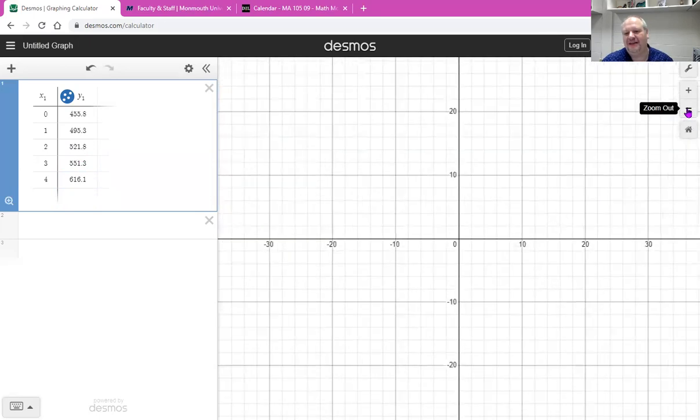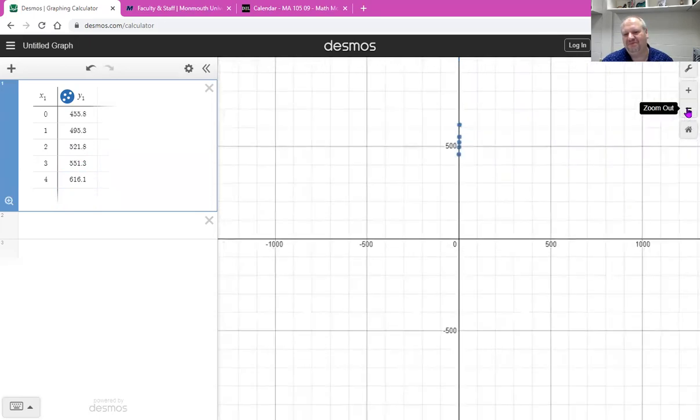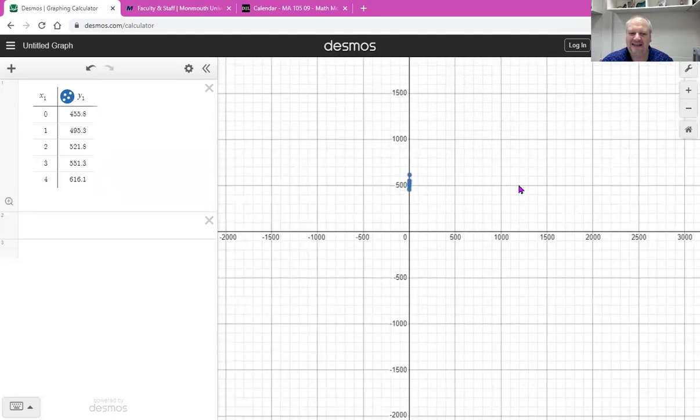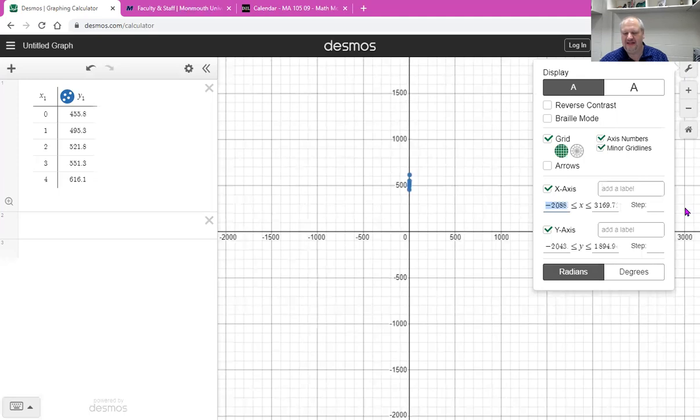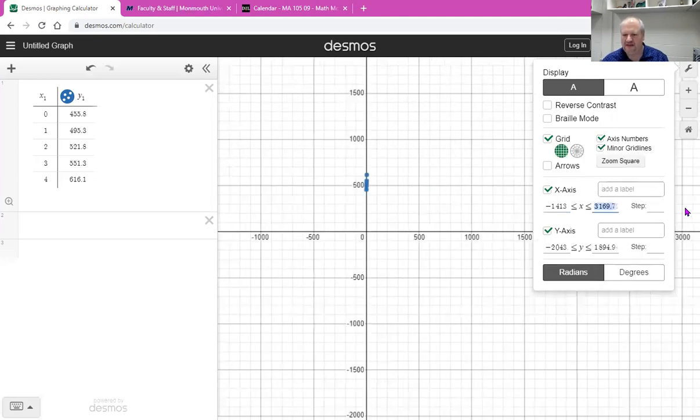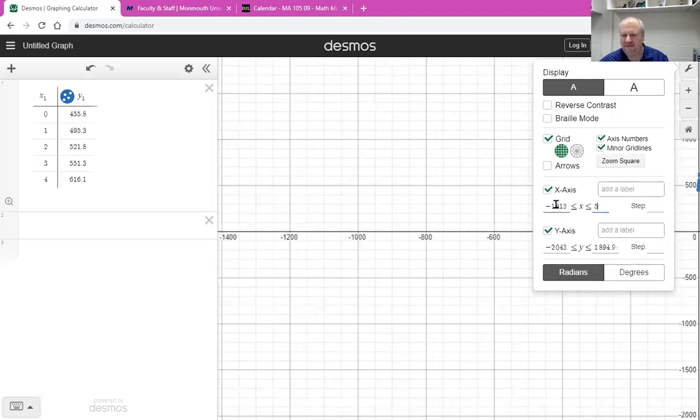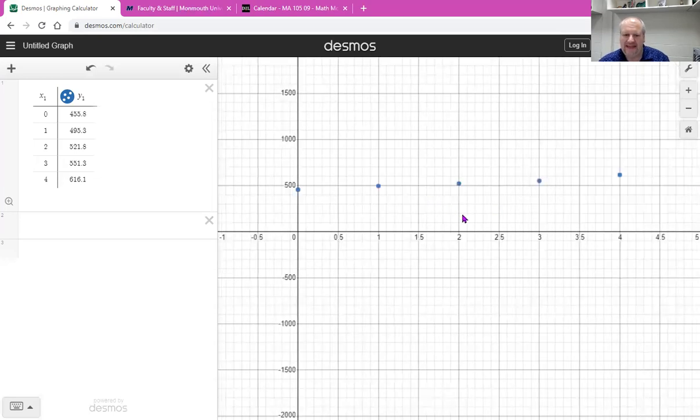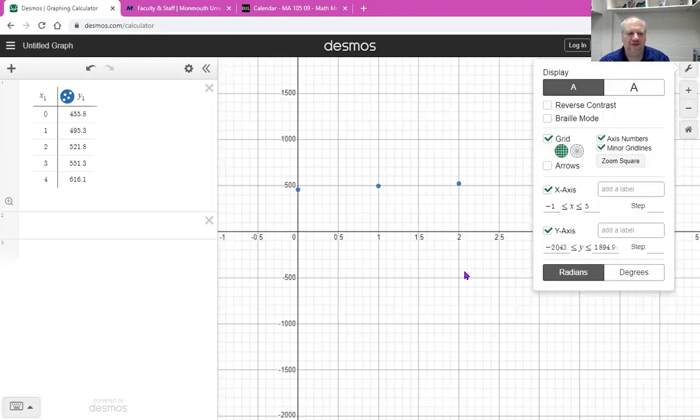So let's zoom out a little bit and get a good picture of them. There they are. And to get a better picture, I can look at the data. And I see the data really goes from 0 to 4 in this case. So let's click the wrench and let's make the data go from maybe -1 to 6 or 5 or something like that. And that's really good enough, but I still want a little bit of a better picture. The lowest is 455, the highest is 616. So let's go from 400 to 700 then.